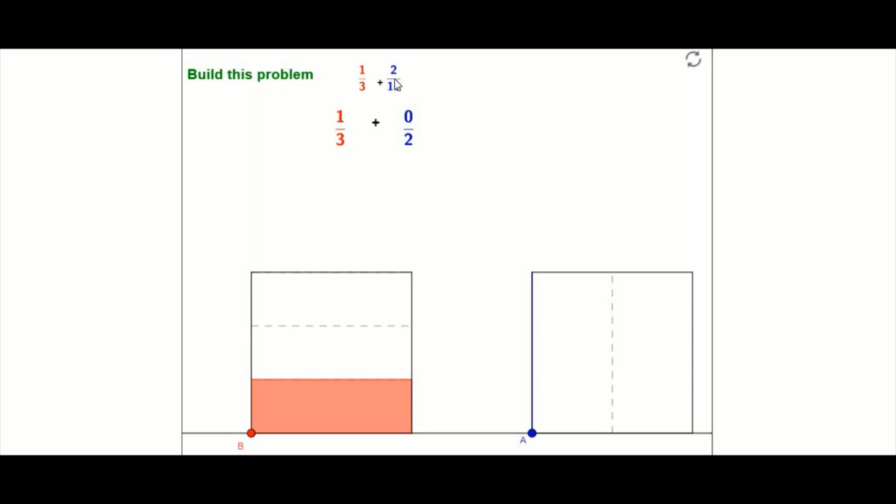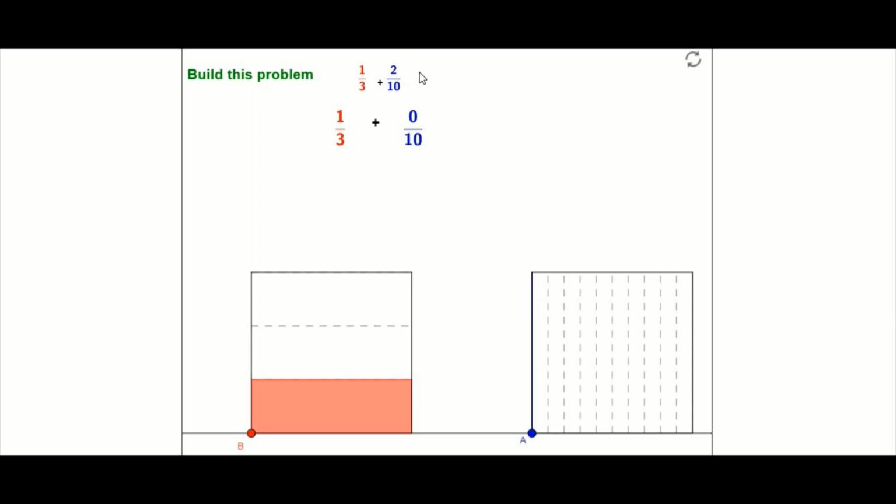Now to our second fraction, we need 10 equal parts, right? So I already have 2, so it means that I need 8 more. So let's count. 2, 3, 4, 5, 6, 7, 8, 9, 10. So now I have 10 equal parts.